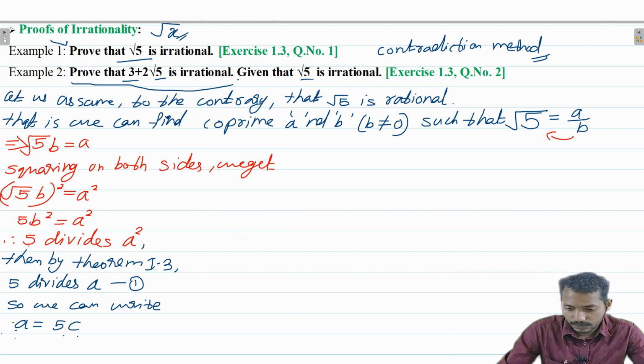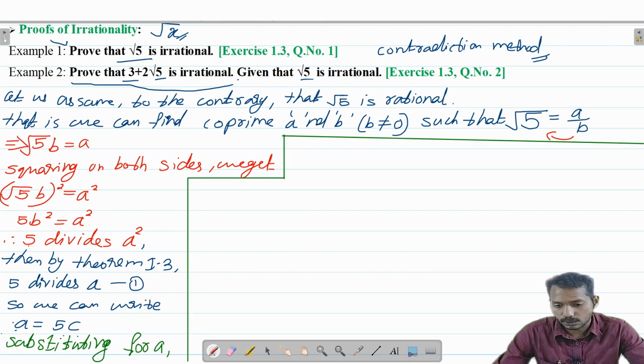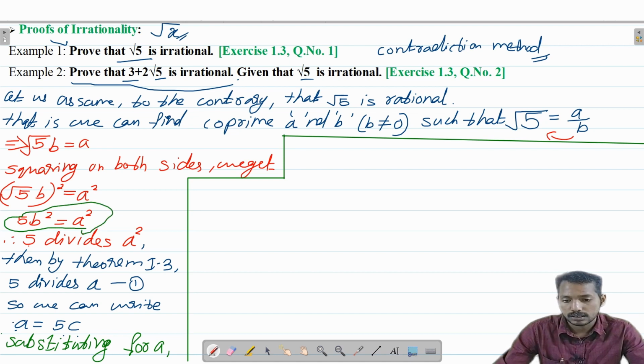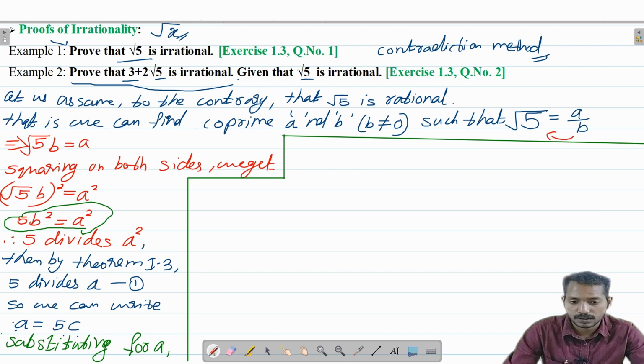Substituting for A in this equation, which is 5B square is equal to A square, we substitute the value of A as 5C. So what will we get? 5B square is equal to 5C whole square. Instead of A square, we substituted 5C. Clear? So 5B square is equal to 25C square. 5 cancels, and we get B square is equal to 5C square.